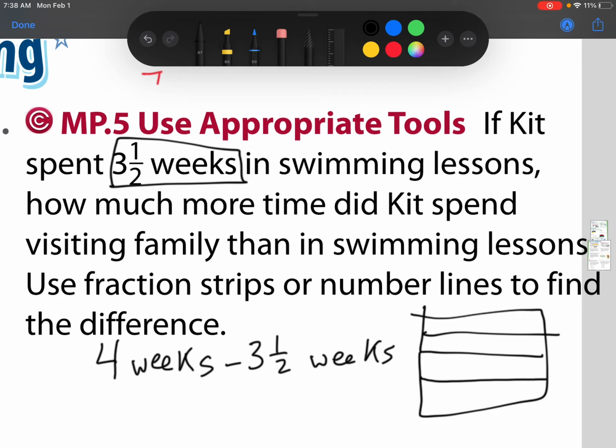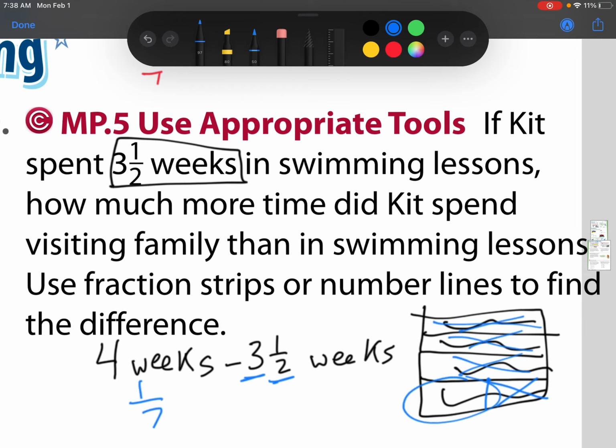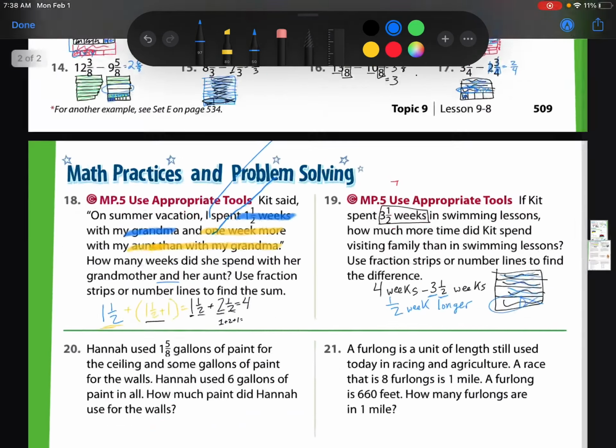Well, notice we can't take away a half, so we have to regroup this bottom one. So we regroup it, and now we can take away a half. We'll take away this half, and we need to take away 3 wholes. So 1, 2, 3. So what are we left with? We're left with just 1/2. So she spent just a half week longer with her family than she did for swimming practice.